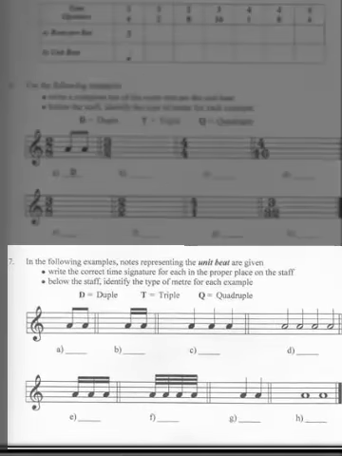Number 7, in the following examples, notes representing the unit beat are given. So you're going to write the correct time signature for each in the proper place on the staff, and below the staff identify the type of meter as duple, triple, or quadruple. Take a look at the first example. We have 2 eighth notes. So that means our unit beat is an eighth note, right? So the bottom number is going to be 8. And we have 2 eighth notes, so our top number is going to be 2 and the bottom number is going to be 8. So that would be in duple time.